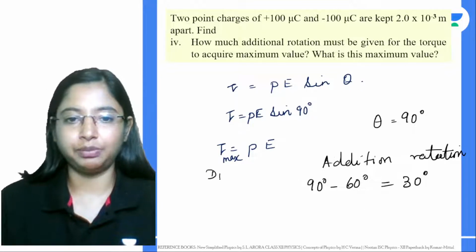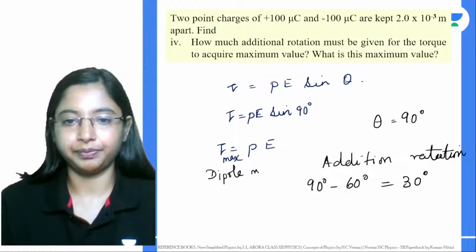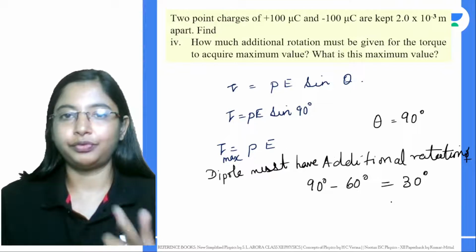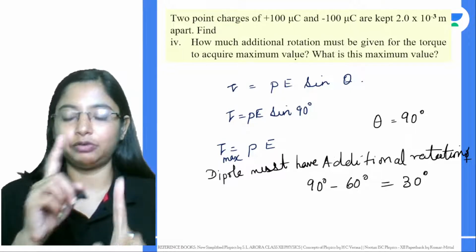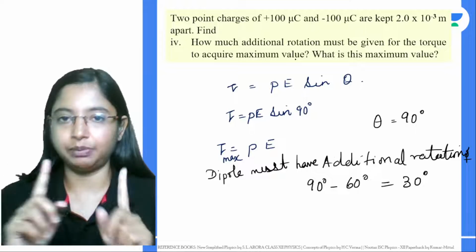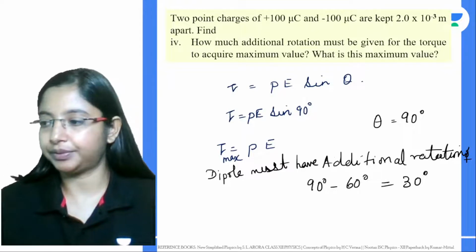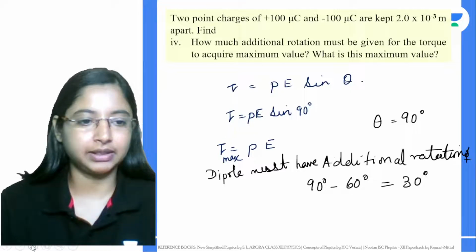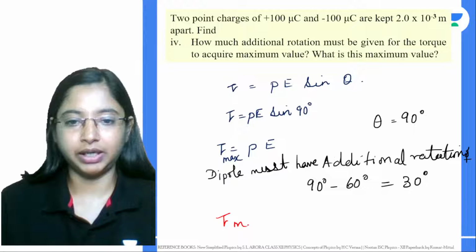So the dipole must have an additional rotation of 30 degrees for the entire system, for the torque experienced by the dipole to have a maximum value. What will be the torque experienced? What will be the torque tau max? Let's calculate tau max in this case.